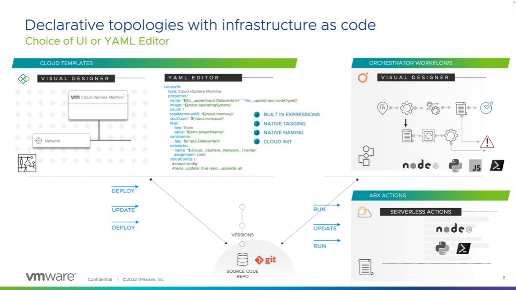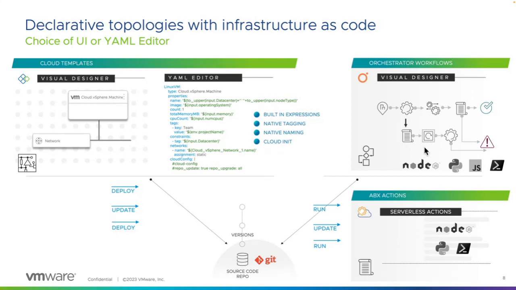So that's generally the idea of the cloud template. And these can also be source controlled in Git. The ABX actions and orchestrator workflows can be source controlled in Git as well. So all of this can be source controlled in Git for your DevOps and one source of truth, sort of topology and methodologies. And then ultimately you put that into the service broker catalog for us.